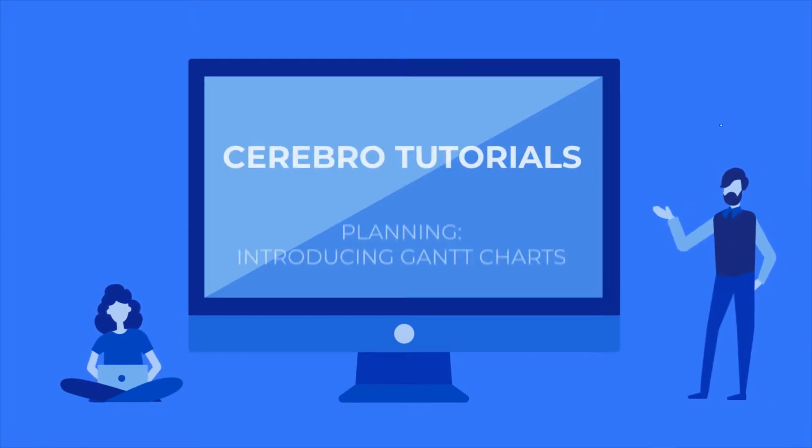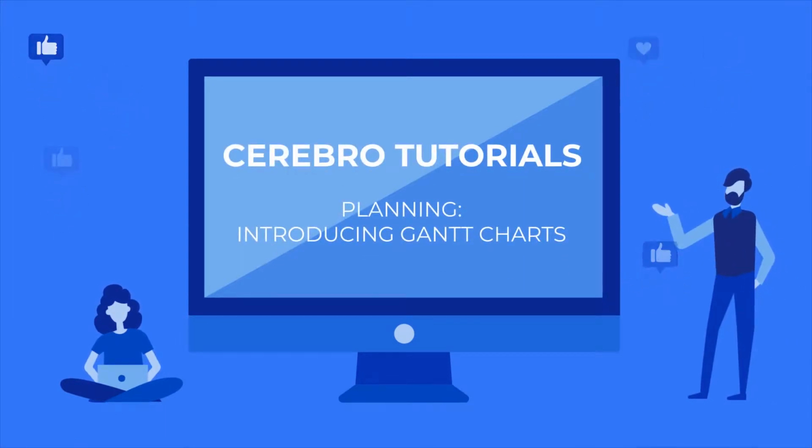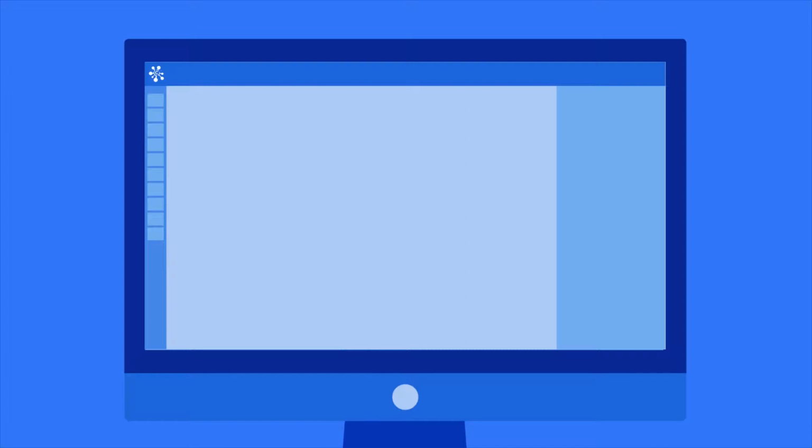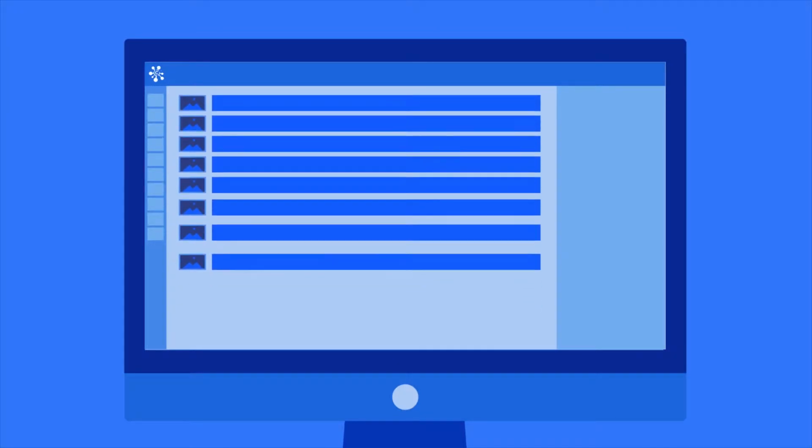Project Planning. Introducing the Gantt chart. In this video, we are going to learn to create links between tasks in Cerebro, to replicate subtask structures based on a template, and to use task references. As an example, let us use the creation of an advertising booklet for the marketing department.